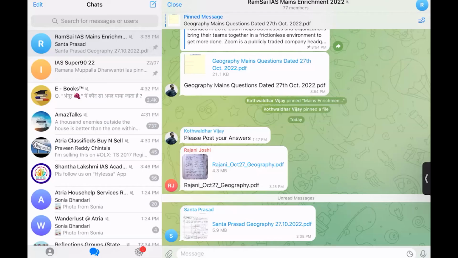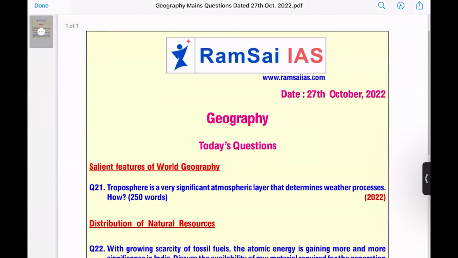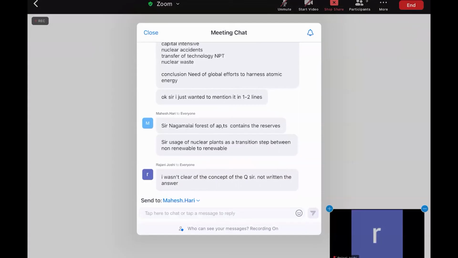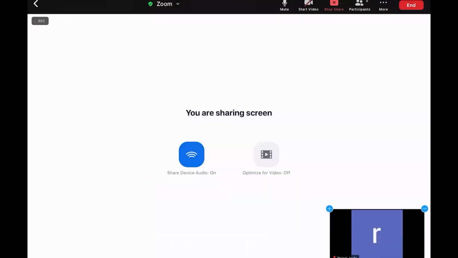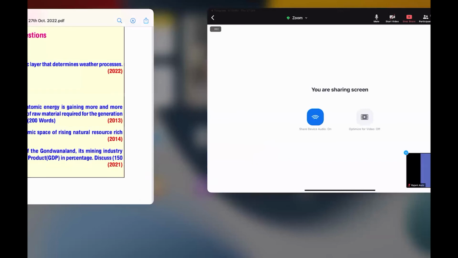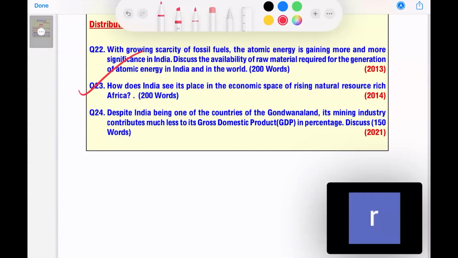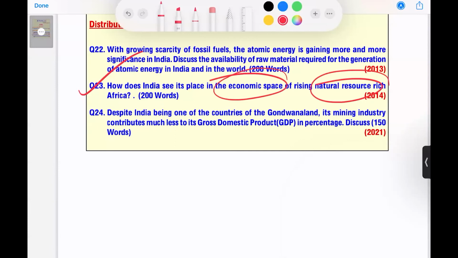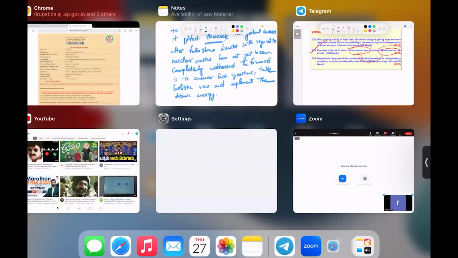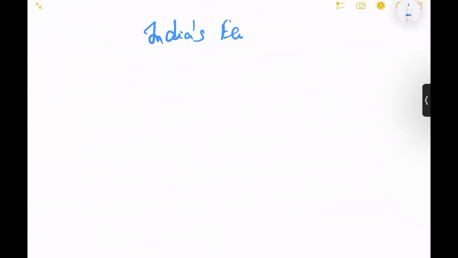How does India see its place in the economic space of rising natural resource rich Africa? So they are asking what are the economic interests and what are the resources available in Africa and how India can use it for economic purposes, for its economic gain. If I could rephrase, it is India's economic interest in African resources.